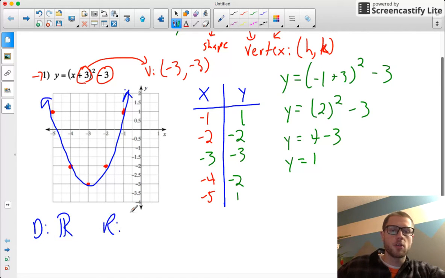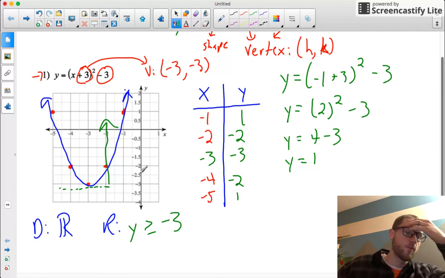My range, this is where it gets a little bit more interesting. My range is all of my possible y values. So you can see my y values bottom out here and they go up. Everything below -3 is not going to be part of my range. So the way that I would describe that is y is greater than or equal to -3, since -3 is the bottom of my graph. This has a minimum at -3.